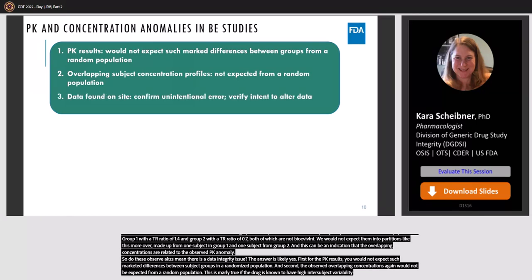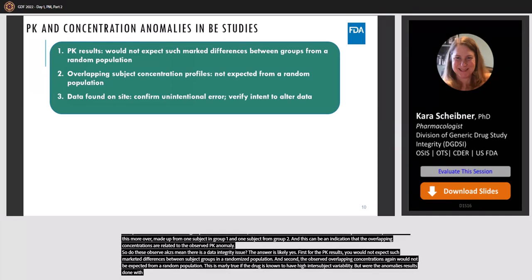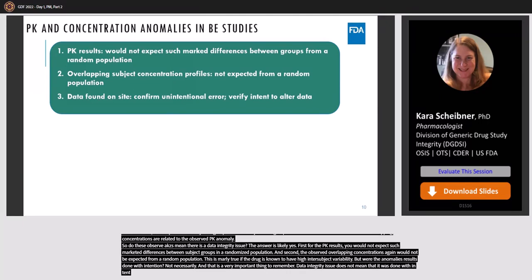But were the anomalous results done with intention? Not necessarily, and that is a very important thing to remember. A data integrity issue does not mean that it was done with intent. It's critical to investigate and attempt to resolve any data integrity issue.